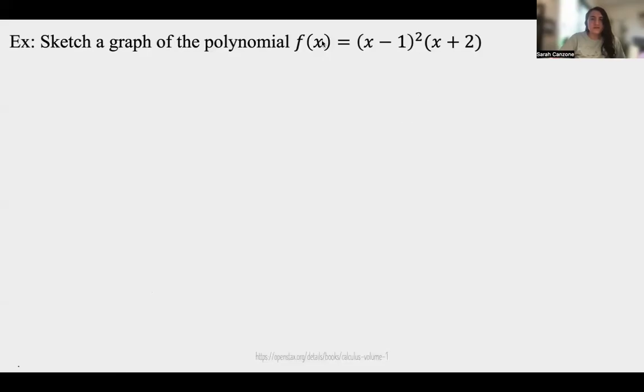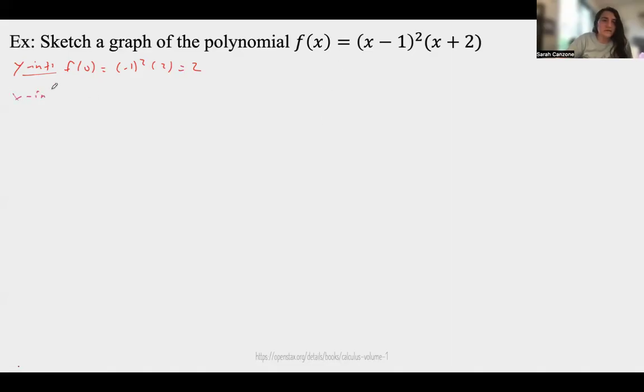So this question says sketch a graph of the polynomial f of x equals (x minus 1) squared times (x plus 2). So let's just go ahead and find all of our information. So first, the y-intercept is probably the easiest one that we can find. That's just f at 0, which is (negative 1) squared times 2, which is just going to be 2.